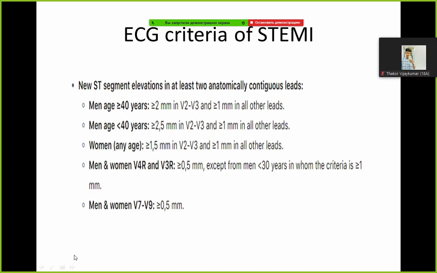So ECG criteria of STEMI: new ST segment elevations in at least 2 anatomically contiguous leads. Man age more than 40 years, more than 2 millimeters in V2, V3, or more than 1 millimeter in all other leads. Man age less than 30 years, more than 2.5 millimeters. Women at any age more than 1.5 millimeters.